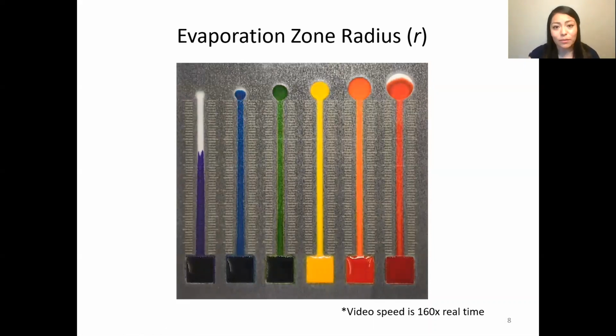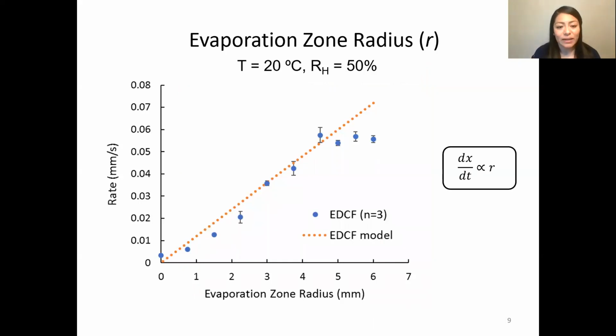Because when we take a look at the plot, we can see a rate versus the evaporation zone radius plot, where we can see the EDCF data being compared to our predicted model, and we can see that between 0 to 4.5 millimeters, the EDCF rate is proportional to the evaporation zone radius.